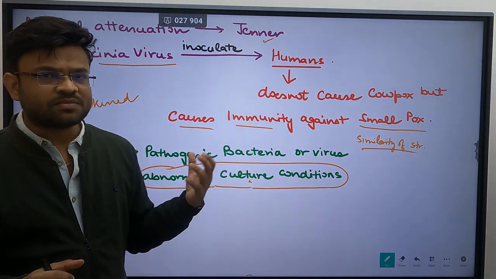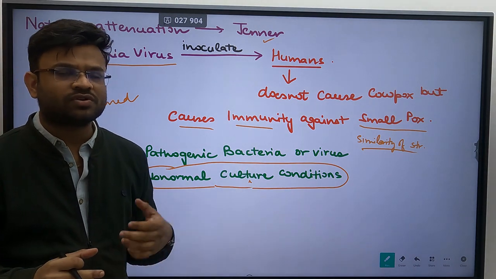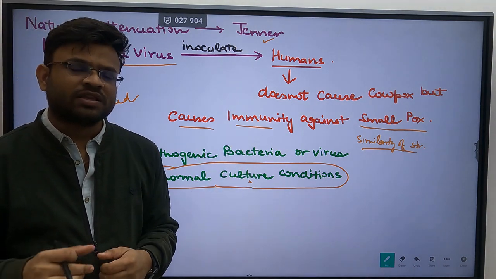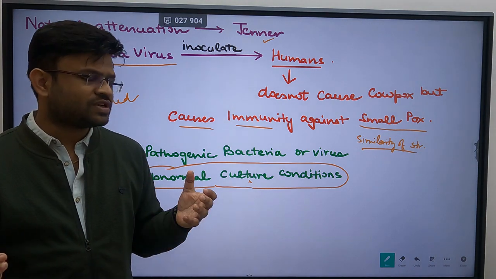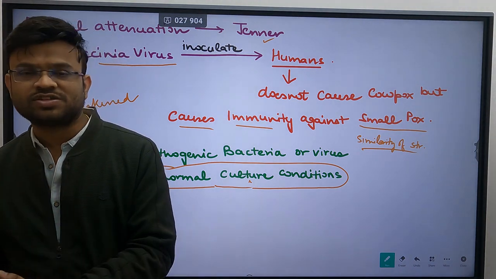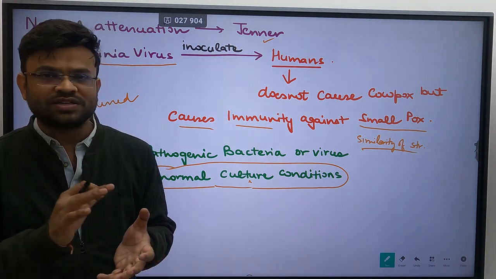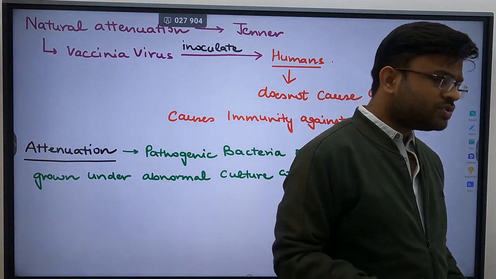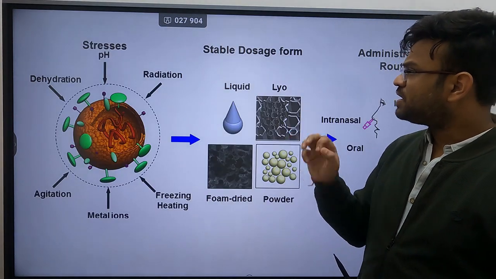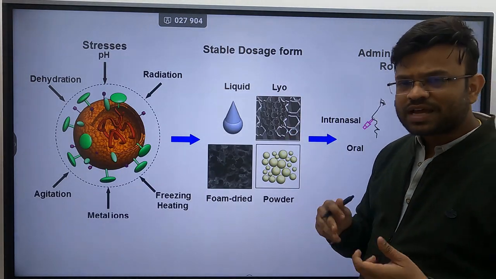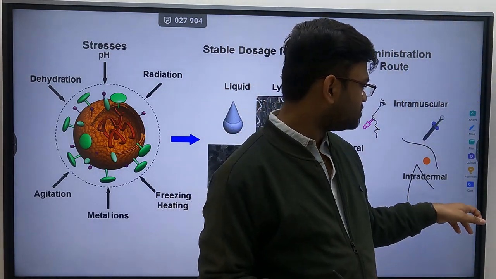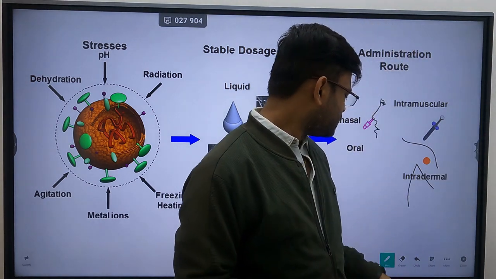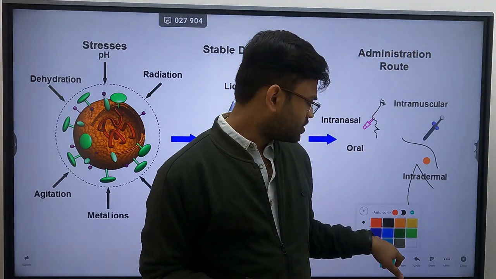Therefore, the same kind of things will be happening with the pathogen or the microbe. The microbe will have certain things changed inside its body. The genome will have certain things changed. The same thing will be happening over here also. Once you grow a microbe in abnormal conditions, what will happen? Now, what are the abnormal conditions? Let us first of all talk about this.